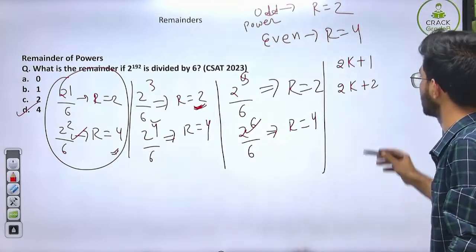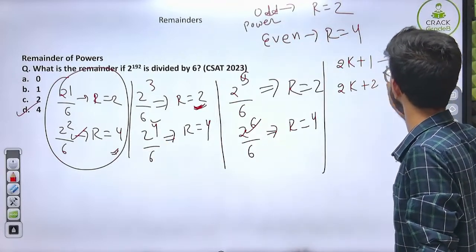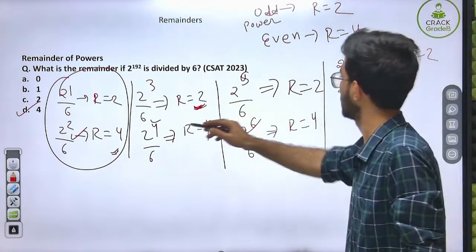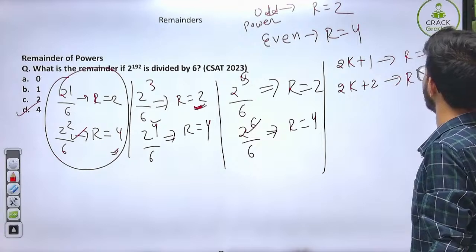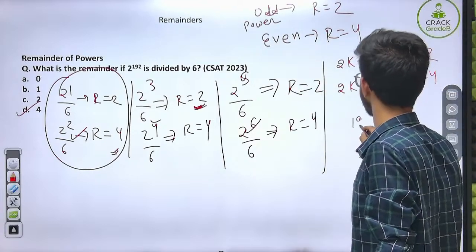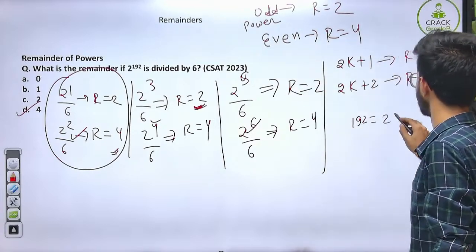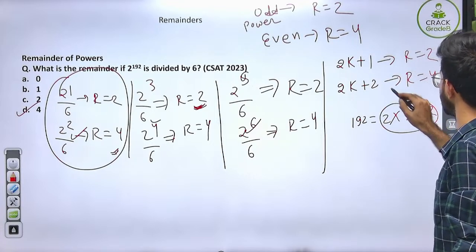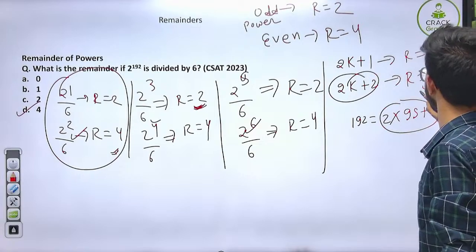So if the power is 2k plus 1, the remainder is 2. If the power is 2k plus 2, remainder is 4. So let us look at 192. You can write 192 as 2 into 95 plus 2. See, means this pattern, so remainder will be equal to 4.